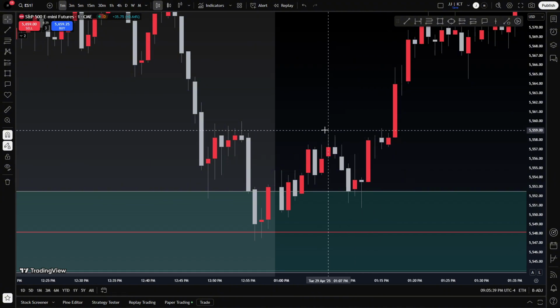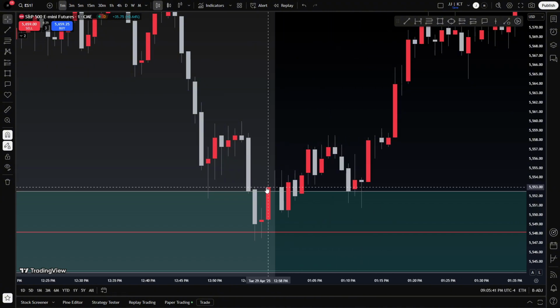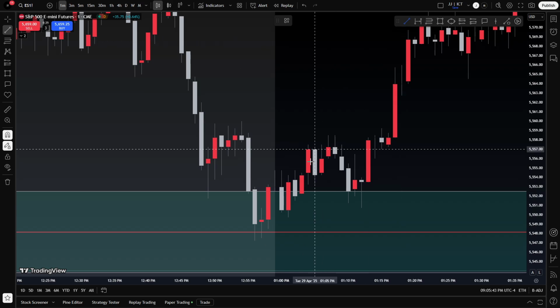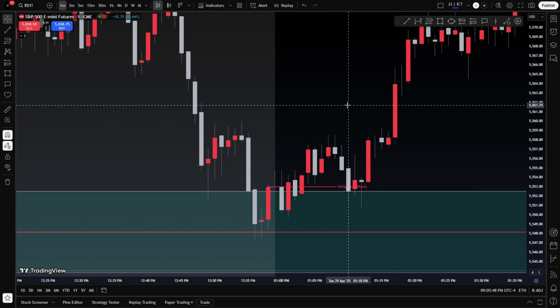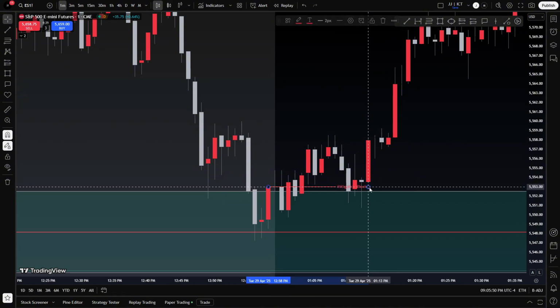We have one final retracement into this mitigation block right here, and that would be our entry, since we've seen so much disrespect previously.